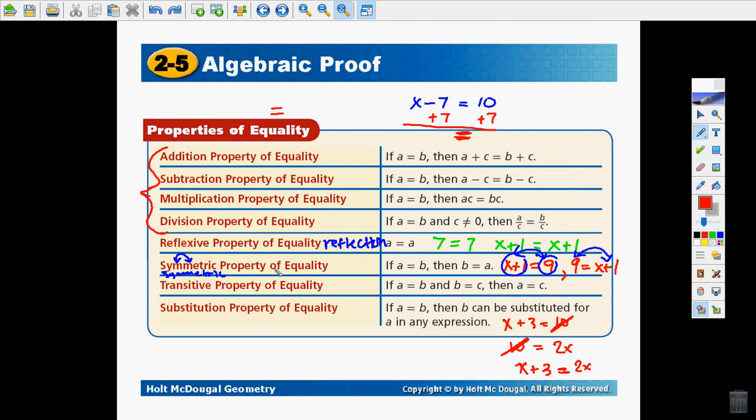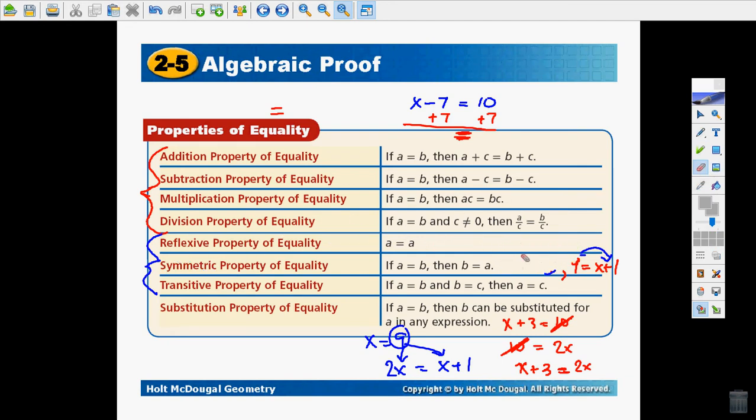The last one is the substitution property of equality. You've used this a lot of times. If A equals B, then B can be substituted for A in any expression. A lot of times it'll say x equals 9, and then it'll give you an expression like 2x equals x plus 1. Well, what are you doing with that 9? You're plugging it in wherever you see an x. That's the substitution property. Okay, so these three right here, reflexive, symmetric, and transitive, are new.